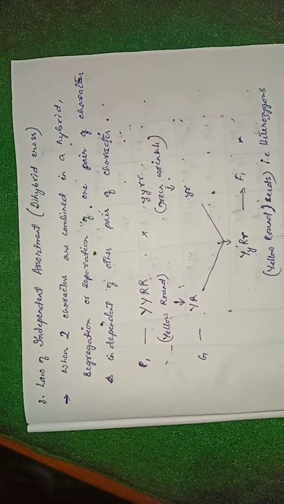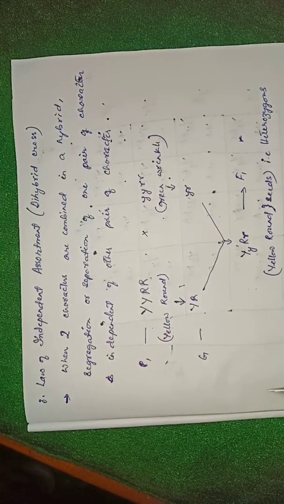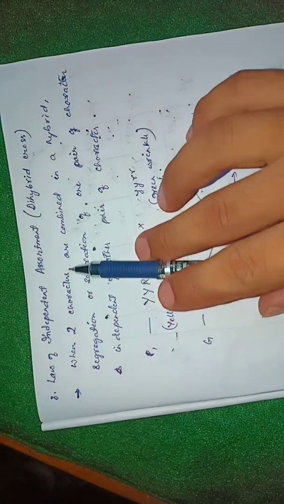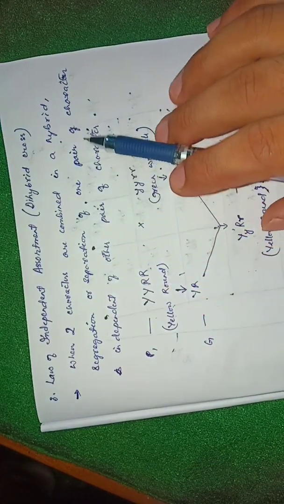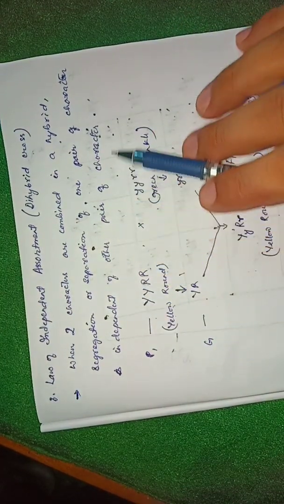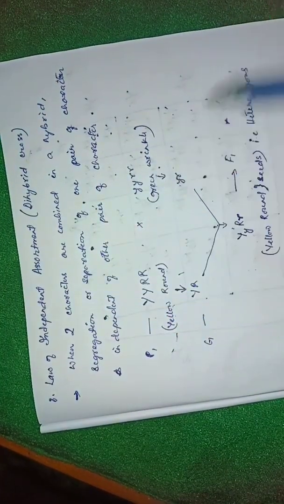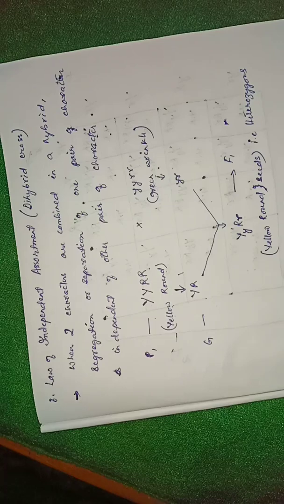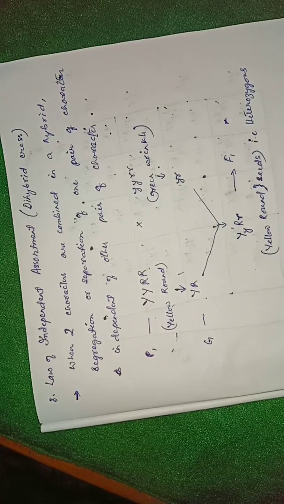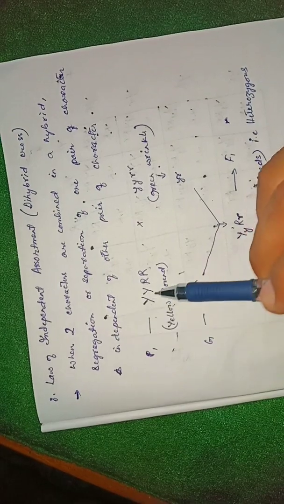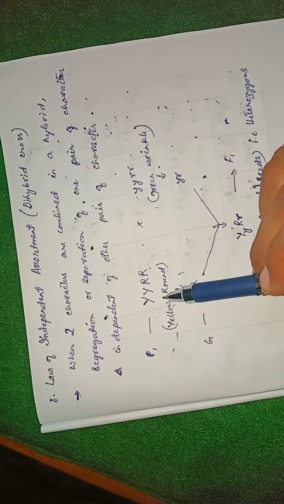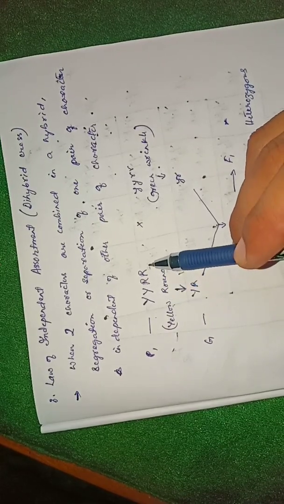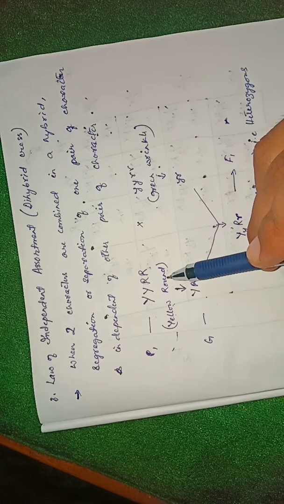Now the third law is the law of independent assortment, also called the dihybrid cross. According to this law, when two characters are combined in a hybrid, segregation or separation of one pair of characters is independent of the other pair of characters. Now for these two characters, let's take an example, seed. In seed, the two characters we are going to consider are color, the first being yellow, and the second is the shape of the seed. The shape of the seed is in the form of round and wrinkled.